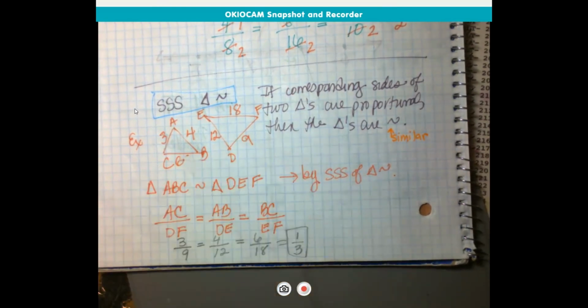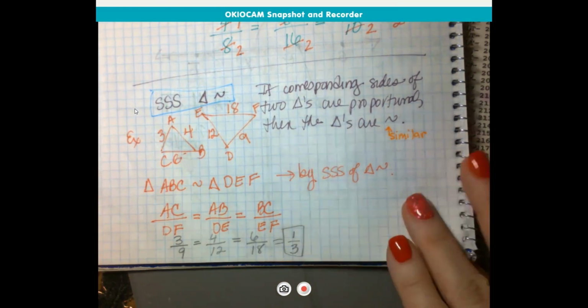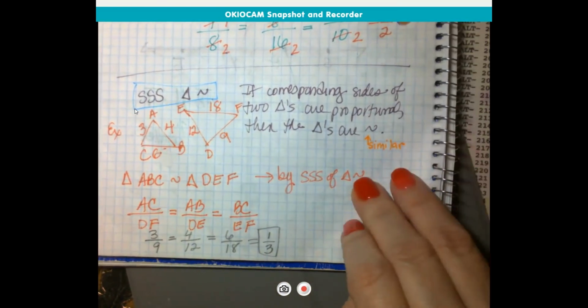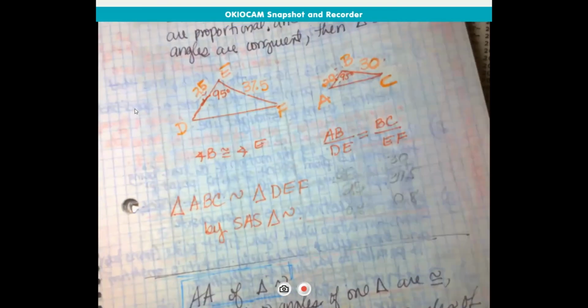So see, I don't know anything about the angles because they did not have to give it to me if they give me all the sides. So giving you all the sides is one of the shortcuts, okay? I know I'm going fast, but we need to move fast because it's a lot of information.